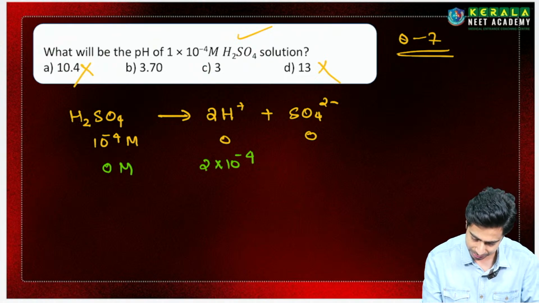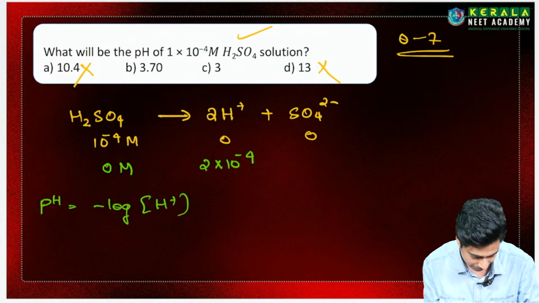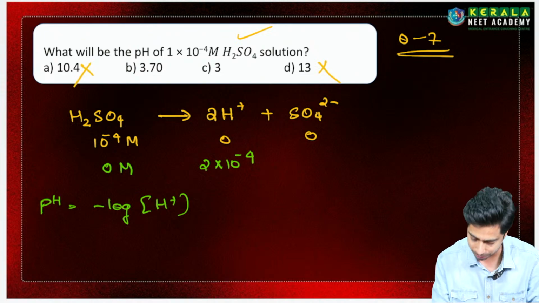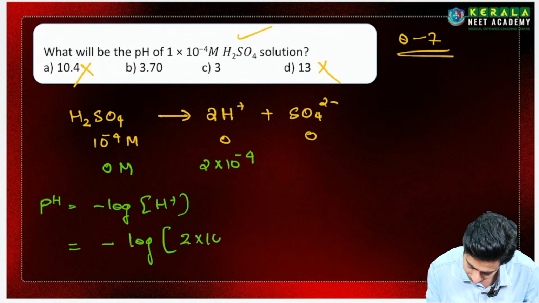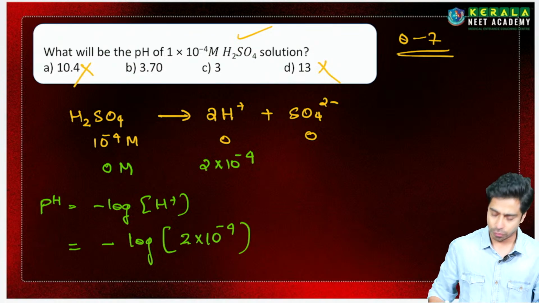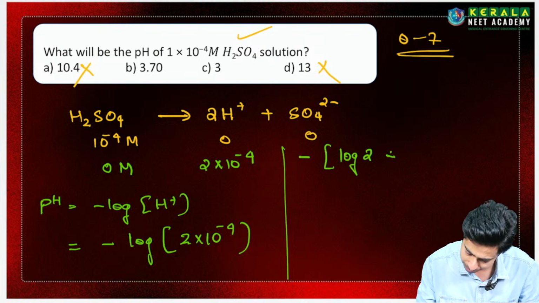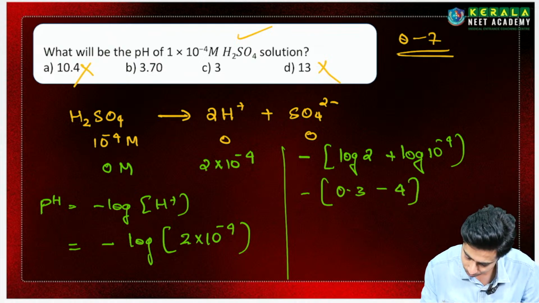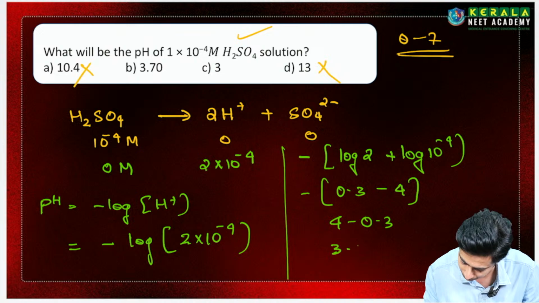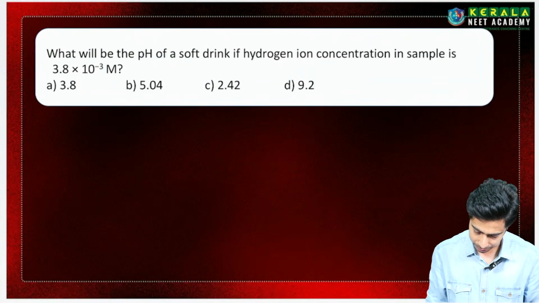Now what will the pH be? pH is equal to the negative logarithm of the concentration of H plus. So minus log 2 into 10 raised to minus 4. Solve this and you'll get the answer. That is minus of log 2 plus log 10 raised to minus 4. Log 2 is 0.3010, you can take 0.3, minus 4. So 4 minus 0.3 is equal to 3.7. 3.7 will be the right answer. Ready?